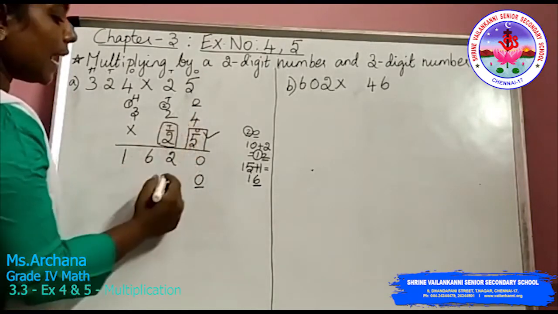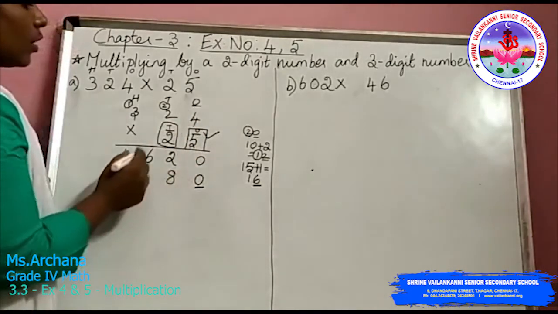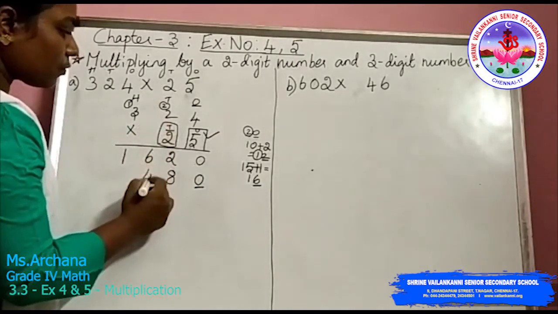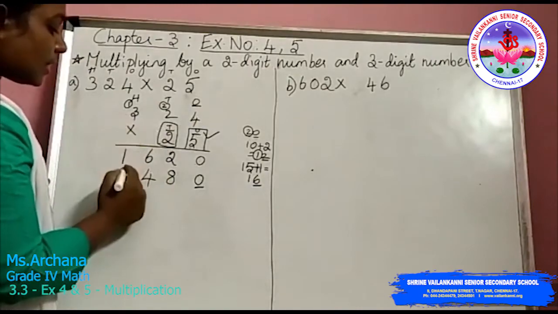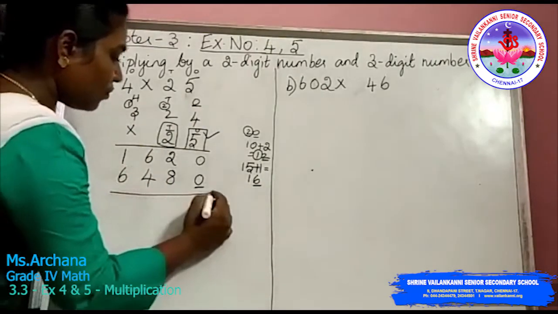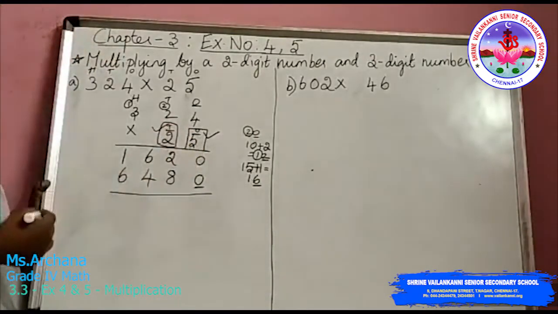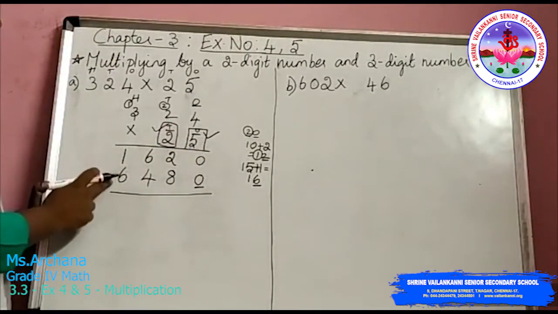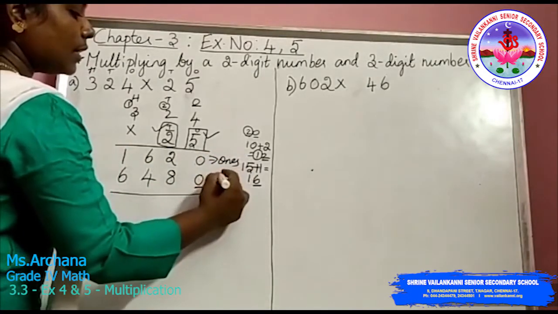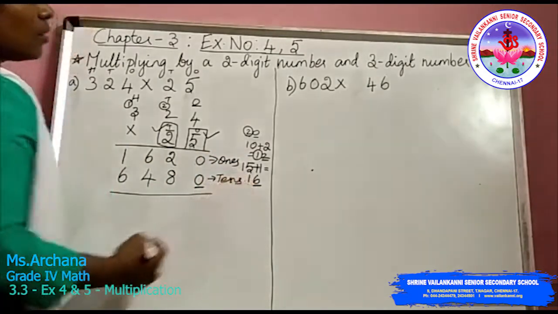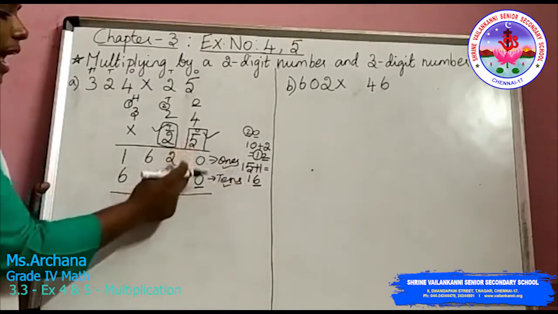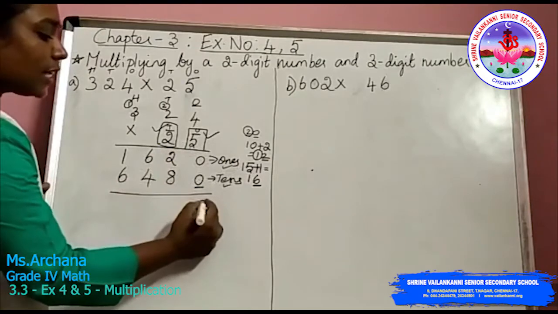Now 2 into 4. 2 fours are 8. Then 2 twos are 4. Next, 2 threes are 6. Understood? So now, after completing the tens place value, you will add these two rows. This is ones, this is tens. After multiplying the ones place and the tens place, you will add both. 0 plus 0.